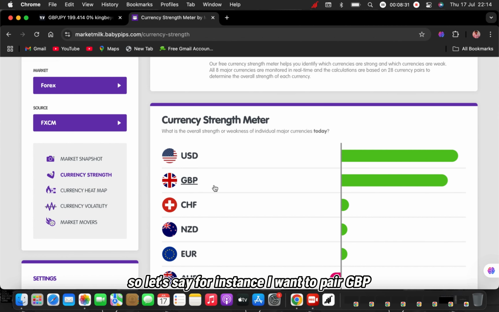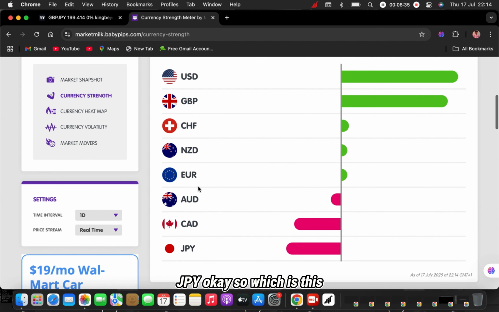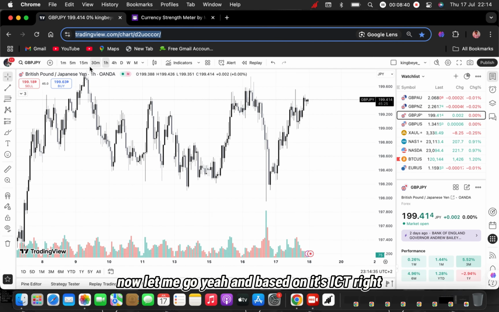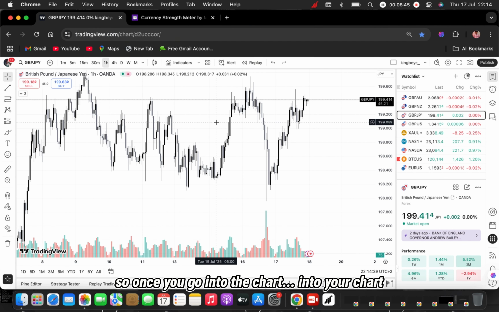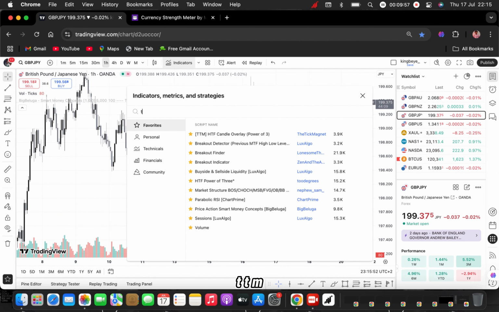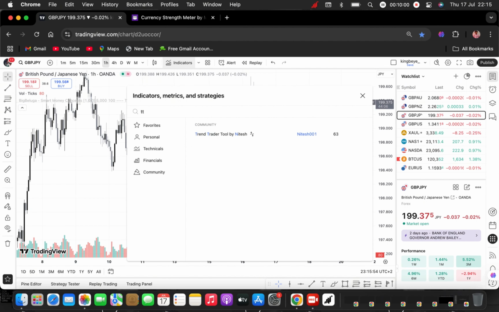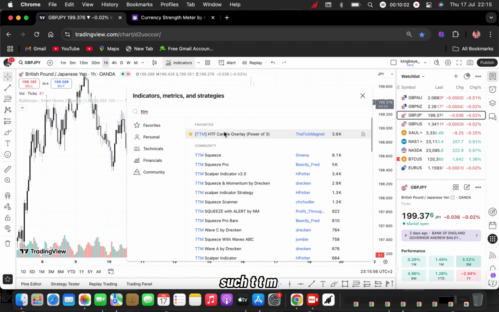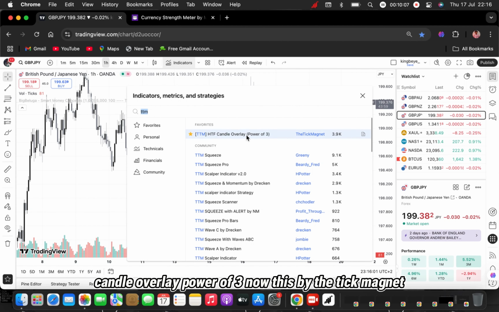So let's say for instance I want to pair GBP/JPY. Okay, so which is this now. Let me go. Yeah, and based on its ICT, right? Once you go into your chart, you need to search TTM, which is higher time frame candle overlay power of 3. Now this is by the tick magnet.